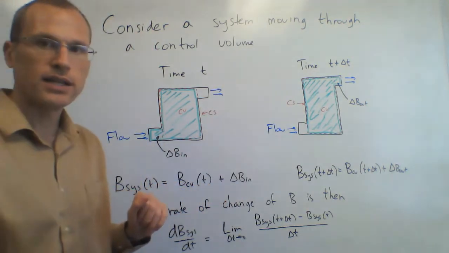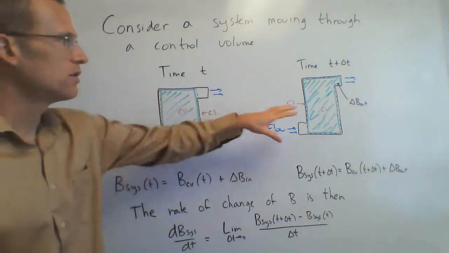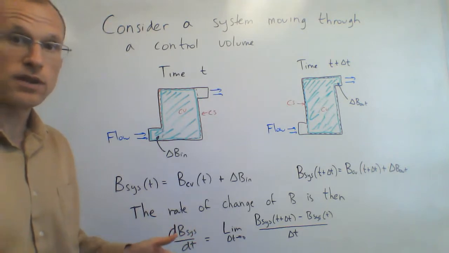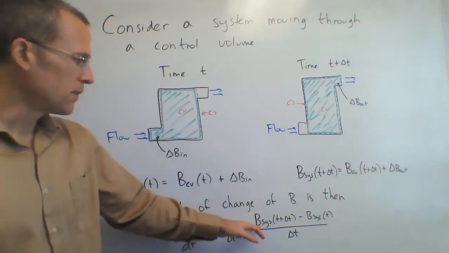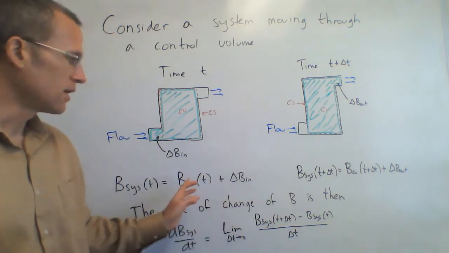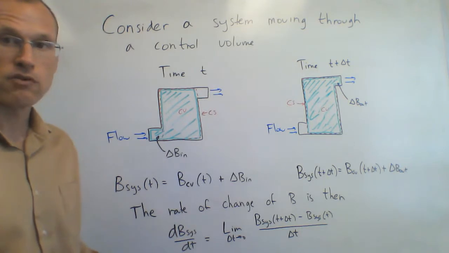And then what I'm interested in is the rate of change of B, so how does that property B change from this situation to that situation? And so, simple definition of derivative: I take my B at time t plus delta t minus B at time t, divide by delta t, limit as delta t goes to 0. That's my rate of change.